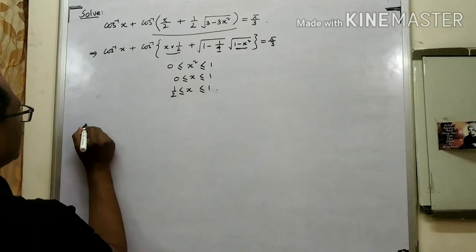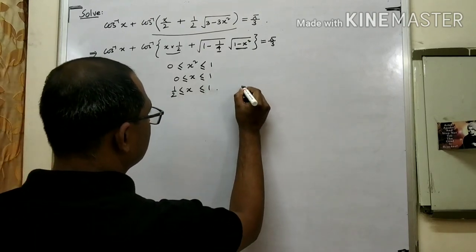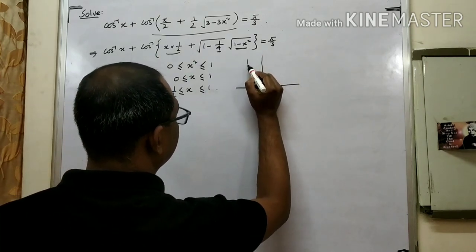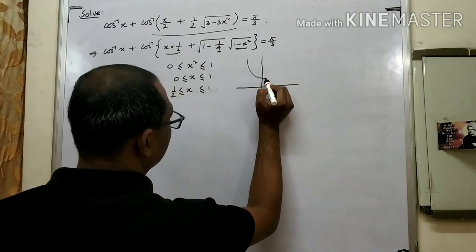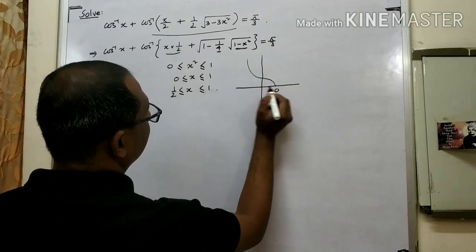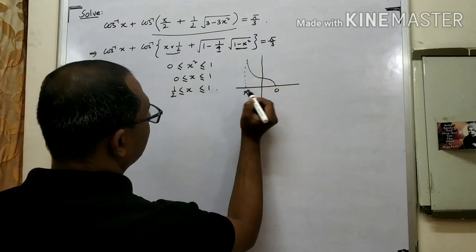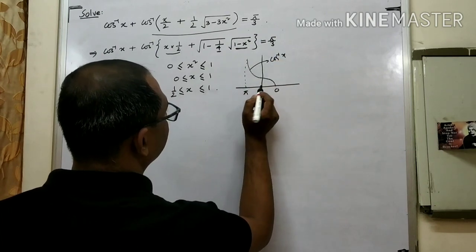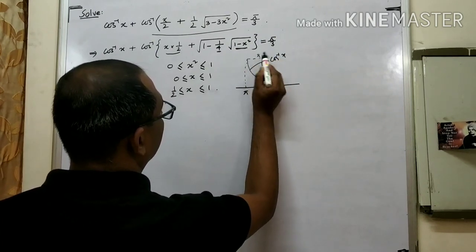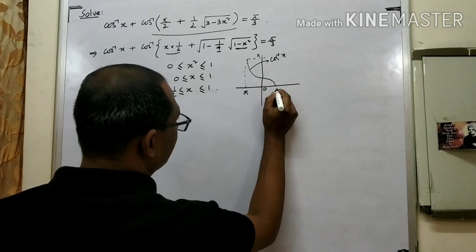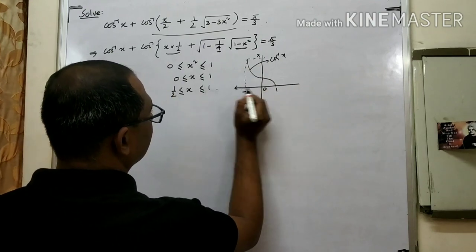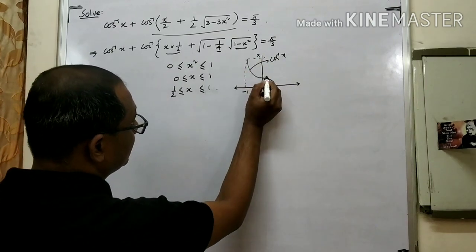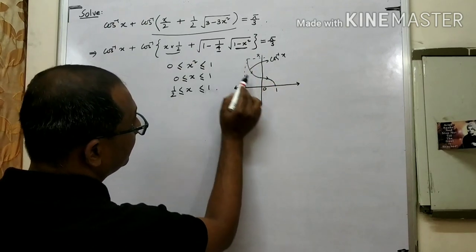Therefore, the logic is this: cos inverse x is a decreasing function. It decreases from pi to 0. This one is pi, this one is cos inverse of x, this one is 0, this one is 1, and this one is minus 1. The domain is minus 1 to 1 and the range is 0 to pi. So it is a decreasing function, decreasing from pi to 0.